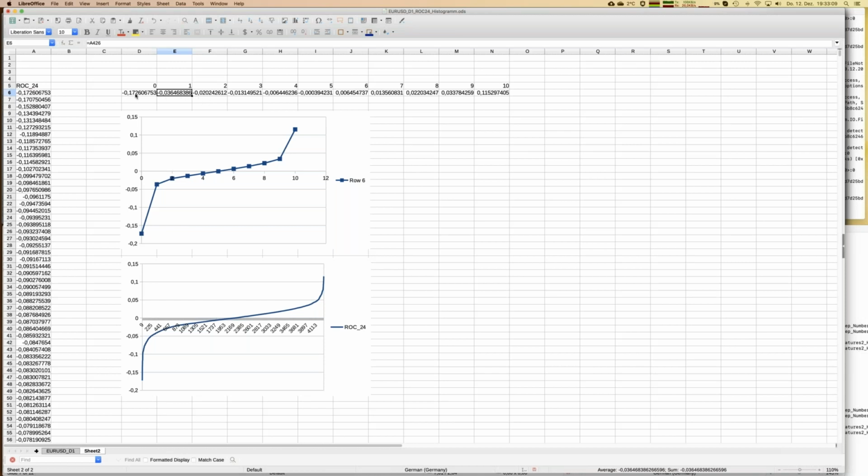That means if I look at the range for the rate of change 24 indicator, my extreme group to the left, with very low numbers, is between minus 0.17 and minus 0.036. And then the next group goes until here, here, and so on and so forth.